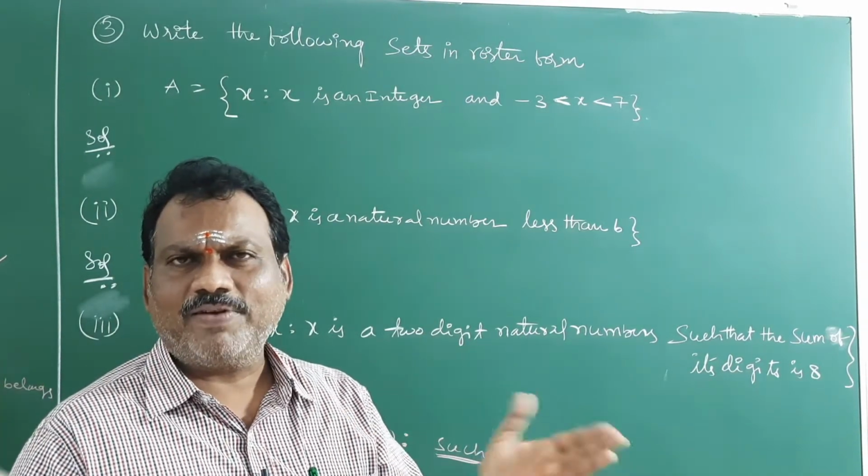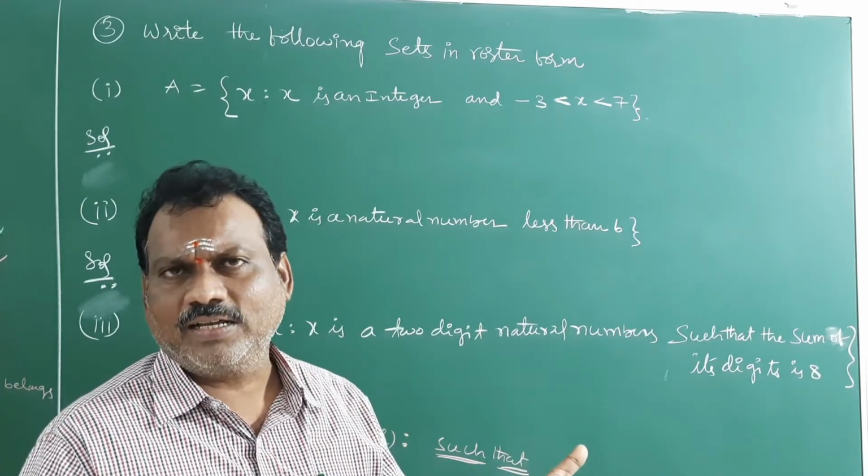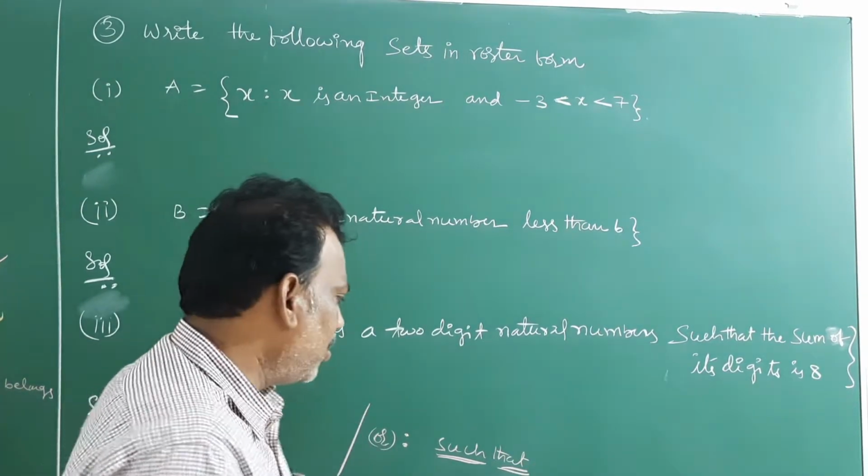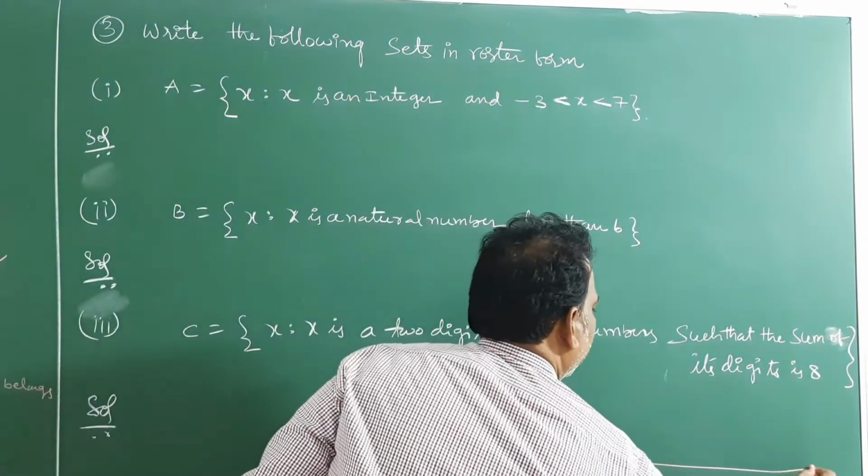In between minus 3 and plus 7, how many integers are there? You can see the number line. If you don't know that, you can just represent a number line.